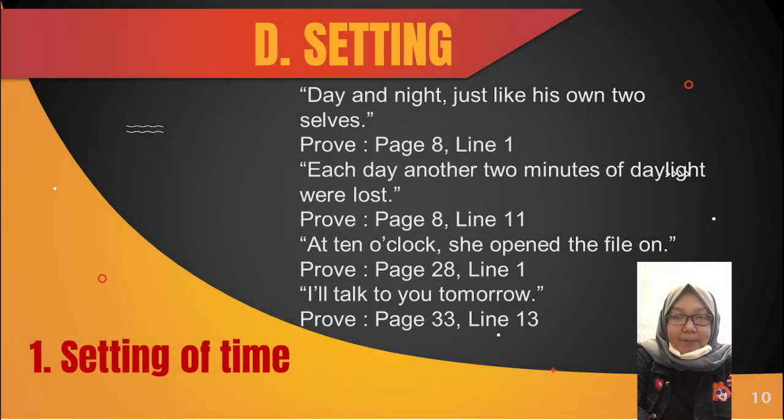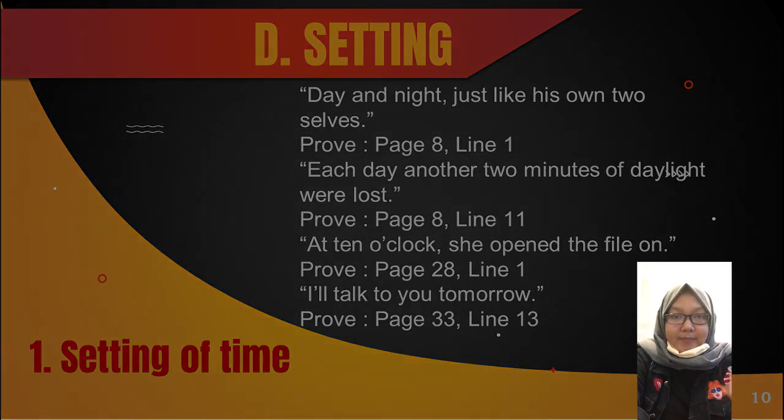Next, page 10. D. Setting. First, setting of time. Day and night, just like his own two selves. Proof, page 8, line 1. Each day, another 2 minutes of daylight were lost. Proof, page 8, line 11. At 10 o'clock, she opened the file on. Proof, page 28, line 1. I'll talk to you tomorrow. Proof, page 33, line 13.